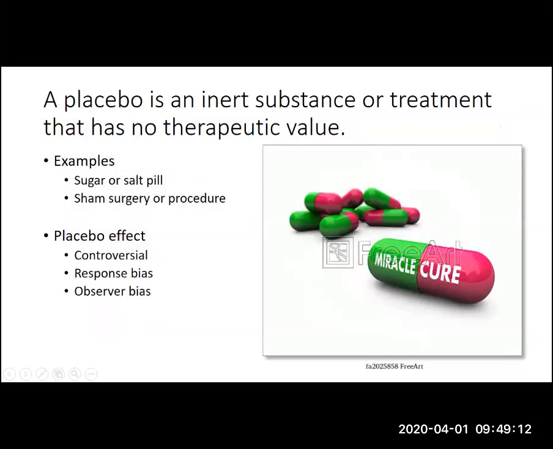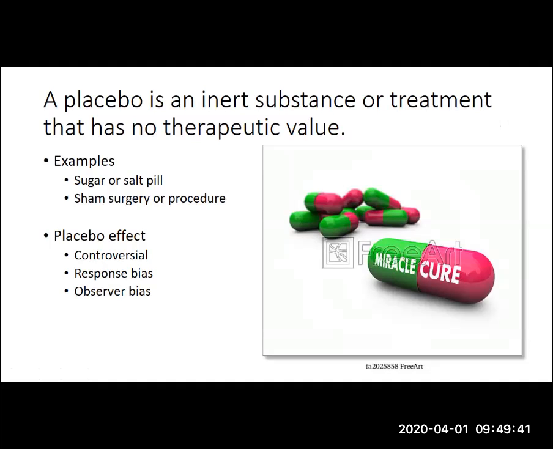Now, a good example of this is the placebo effect. A placebo is an inert substance or inert treatment that's often used as a control because it has no therapeutic value or no impact on the outcome that we're going to be looking at. Examples of this in a medical setting would be providing a sugar pill or a salt pill to an individual.